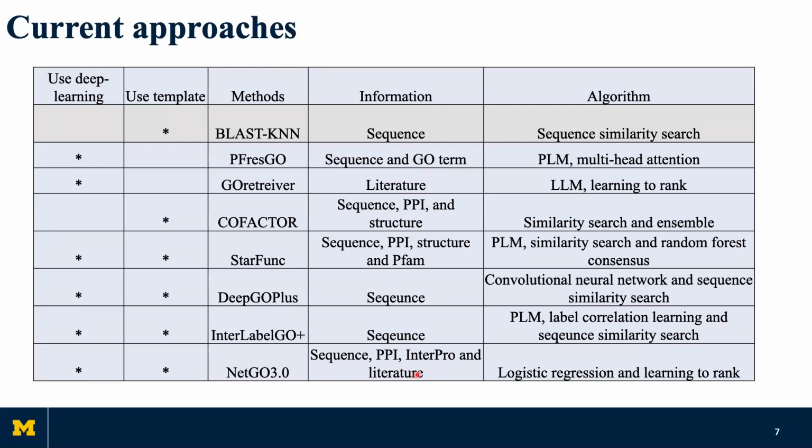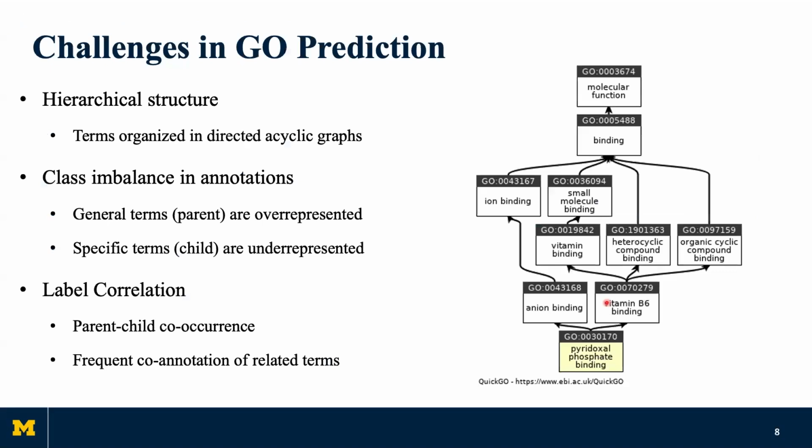And here shows different algorithm. Next I want to point out the challenge in GO prediction, at least in the deep learning framework. Each protein can have multiple GO annotations, so this is a multi-label classification problem, but it's considerably more complex than typical multi-label classification.